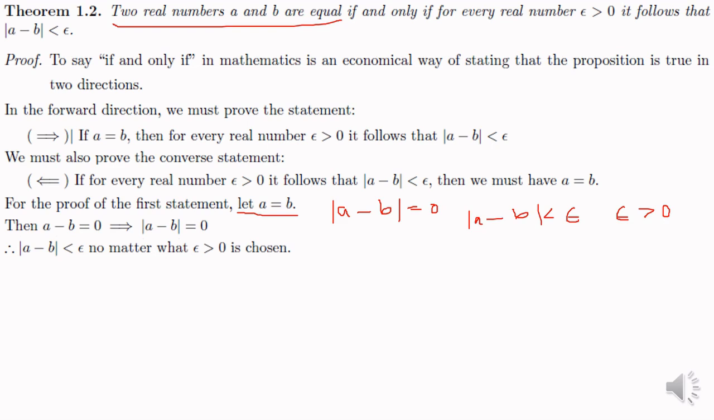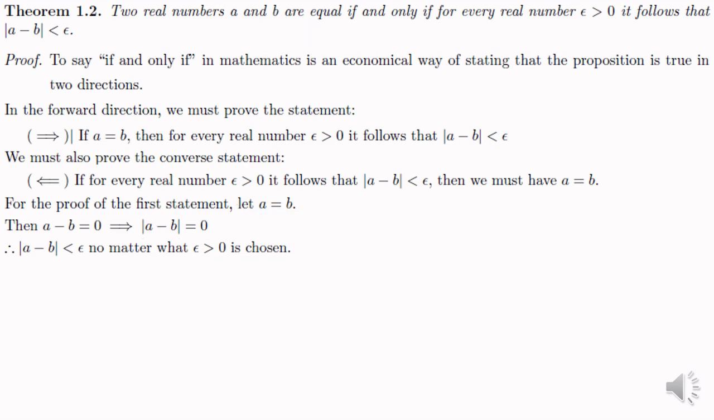So this proves the second statement. That means if you have A equal to B, then we have shown that modulus of A minus B is less than epsilon, where epsilon is any number greater than 0. So this proves the first part.